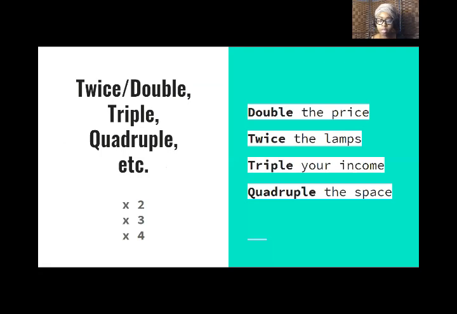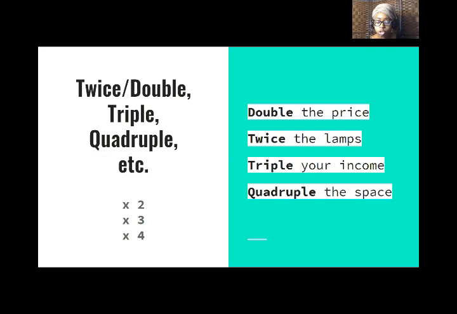Double the price, that means whatever the price was, we're multiplying that by 2. We're doubling it, multiplying by 2. Twice the lamps. So let's say in one room there were 2 lamps, and in the living room there are 4 lamps. So that's twice the lamps because we're multiplying the 2 by another 2. Okay?